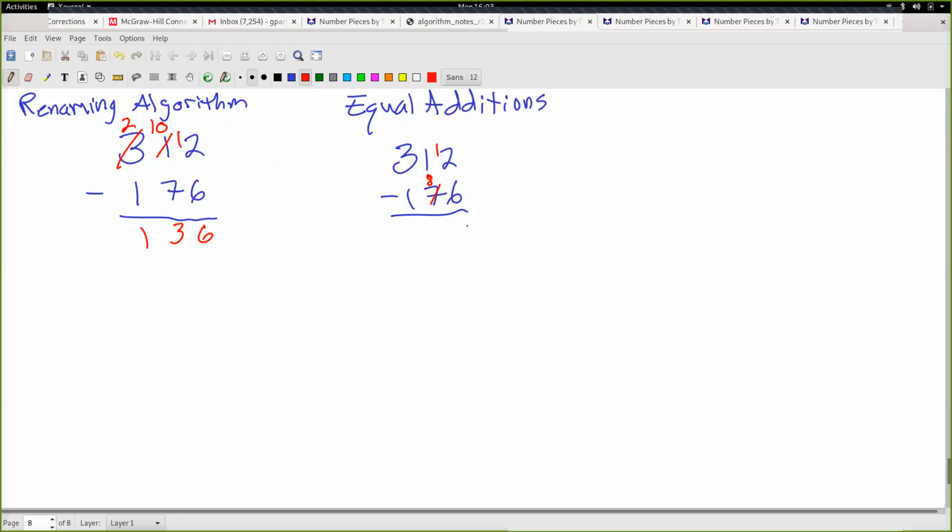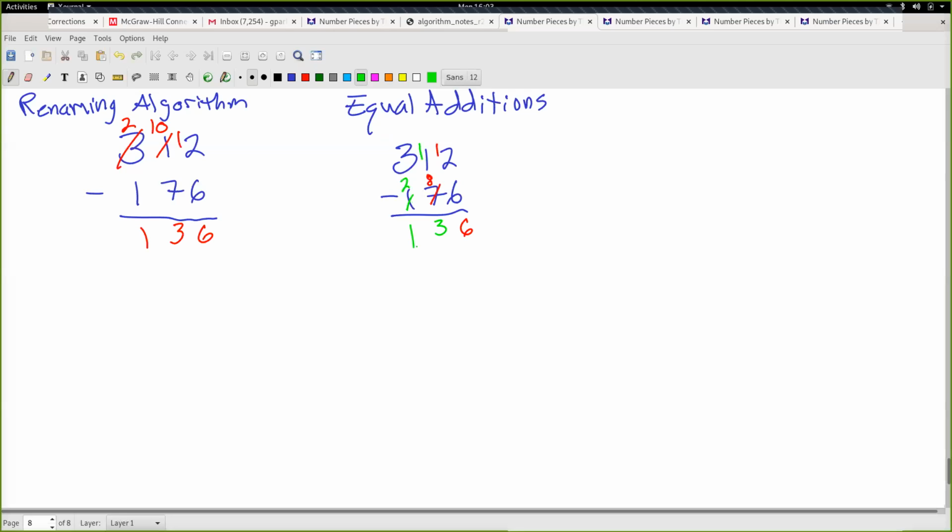12 take away 6 is 6, no problem. New color. 1 minus 8, oh man, I can't do that. So I'll make that an 11, and that was a 10, so now it's 110 there. So I'm gonna add 100 over here by making that 1 a 2. So let's see, 11 take away 8 is 3, and 3 take away 2 is 1, and there's my answer, 136. Same answer.